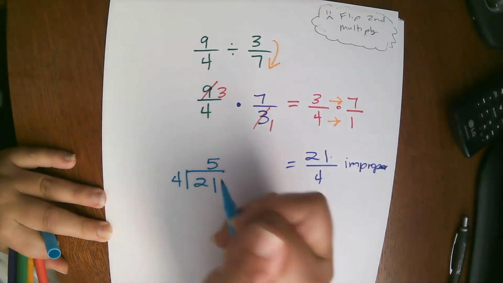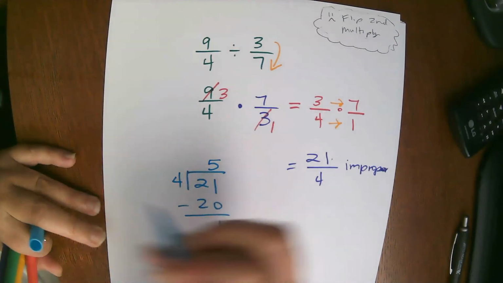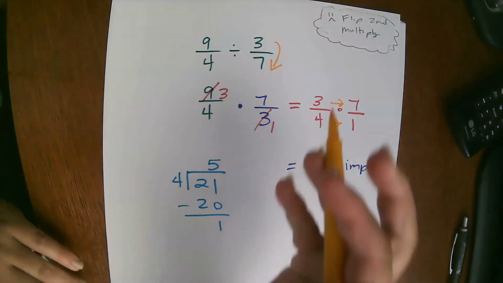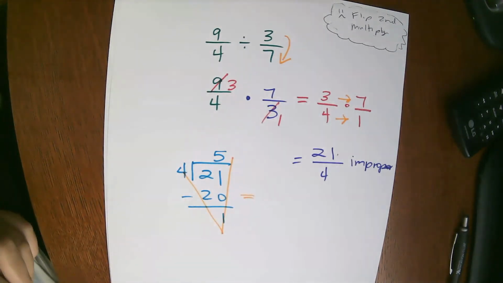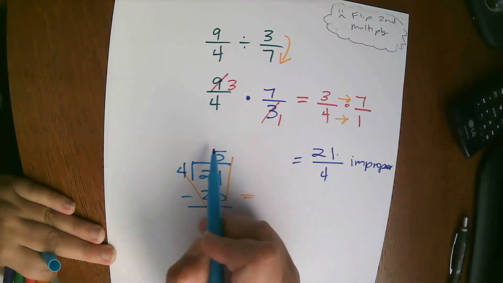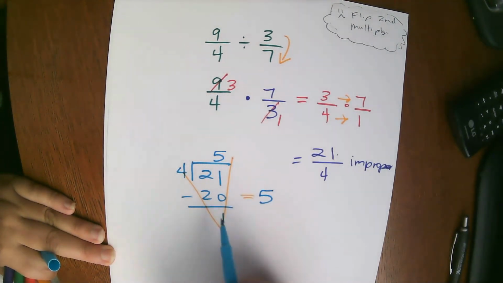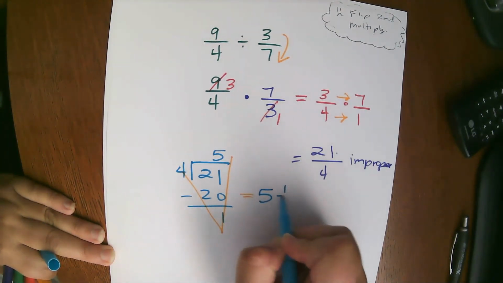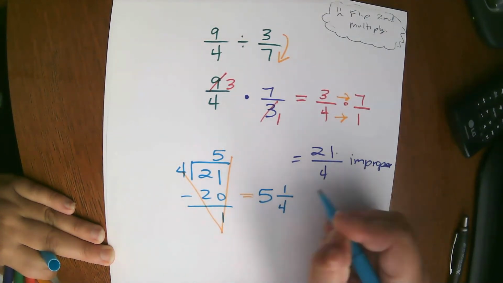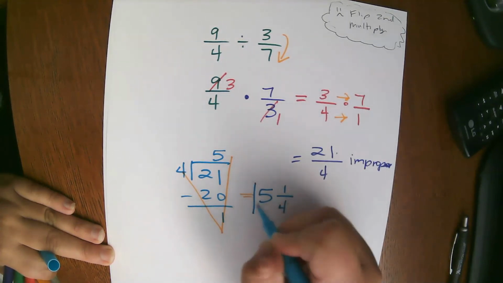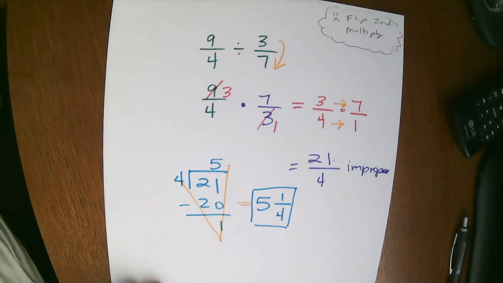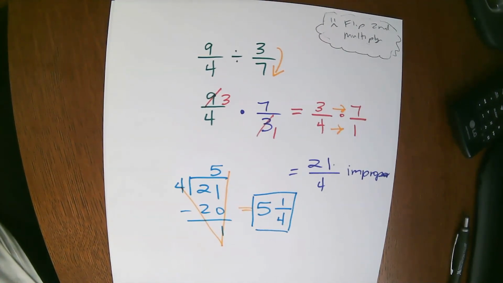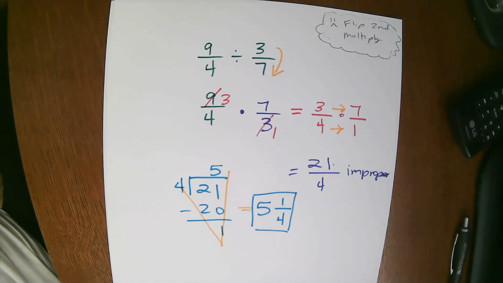So 4 is your divisor, 21 is your dividend. 4 goes into 21 5 whole times. 4 times 5 is 20. 1 left over. Ice cream cone. All right. First stop. 5 is my whole number. 1 is my numerator. All over 4. Always check. Do I have the same denominator? Sure do. So my final answer is 5 1/4.